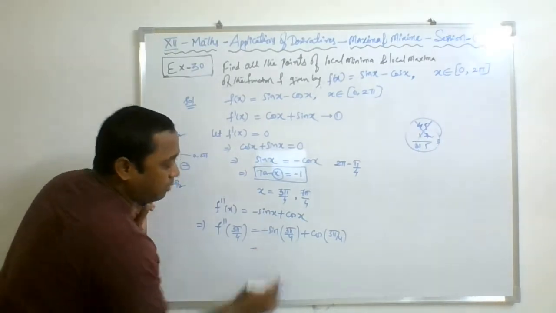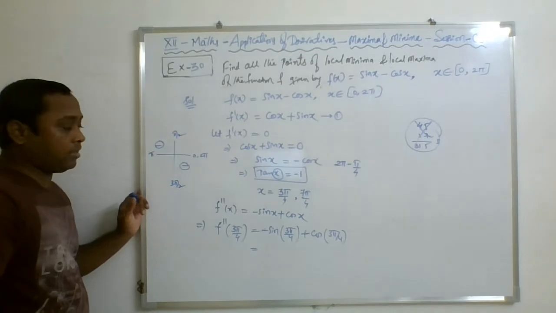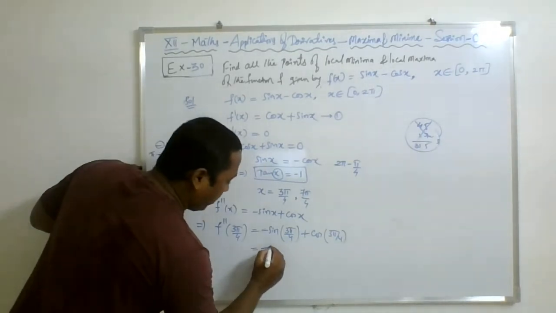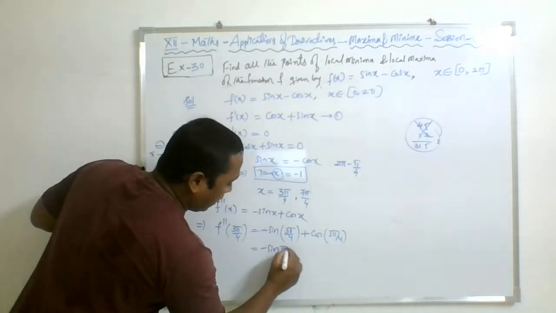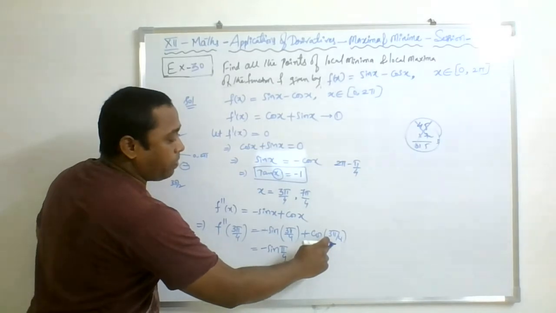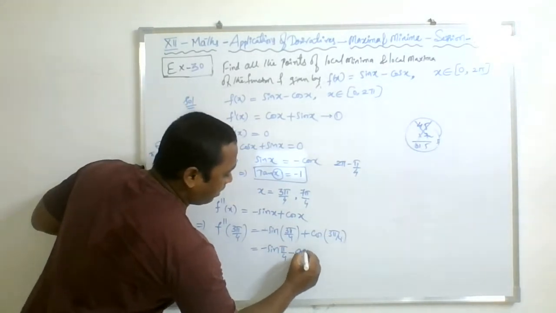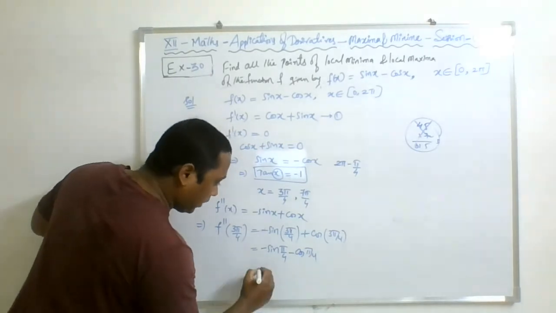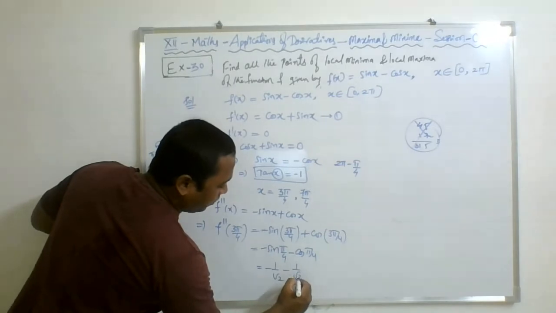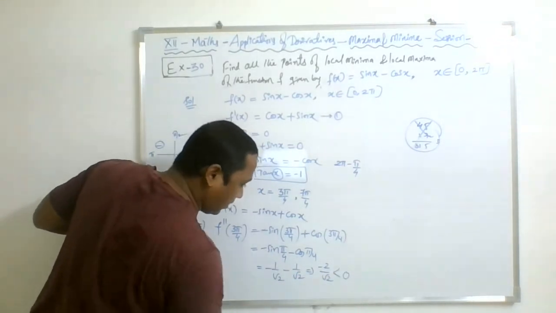So it's basically pi minus pi by 4, 180 minus theta. Sine 180 minus theta is sine theta only, so it is reduced to minus sine pi by 4. Cos pi minus pi by 4 is minus cos pi by 4. It is minus 1 by root 2, minus 1 by root 2, so it's minus 2 by root 2, which is less than 0.